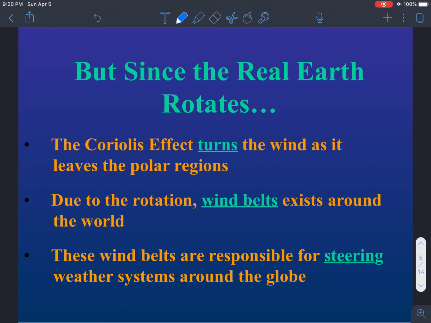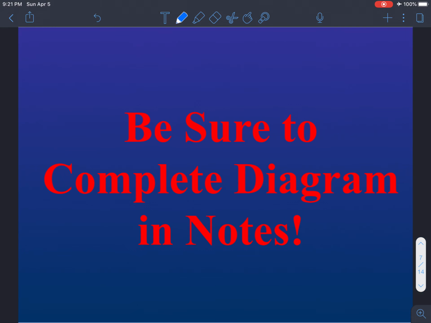Since the Earth does rotate, here's what really happens. Due to the Coriolis effect and the rotation of Earth, the winds curve as they move from areas of high pressure to areas of low pressure, right? And this causes something called the global wind belts. So this is what causes Earth's winds to turn or to steer their way around the globe. All right, make sure you complete all of these drawings in your notes if they are not already there.